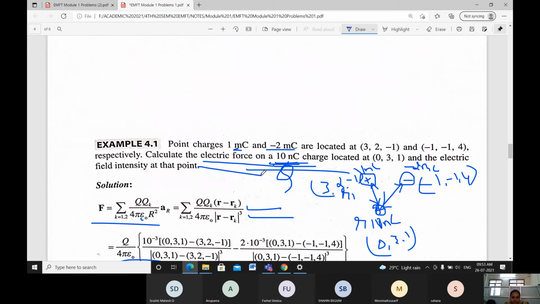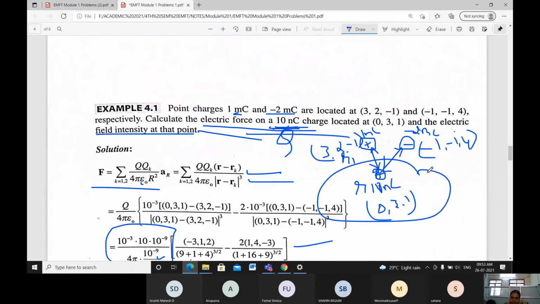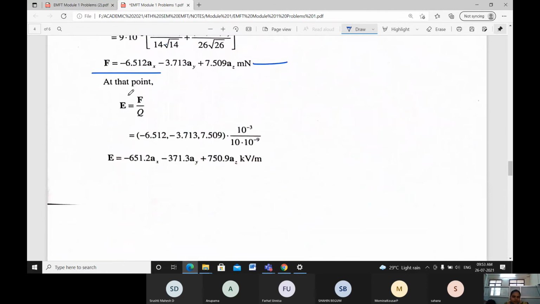We got the electric force. Then we want the electric field intensity at that point only. Therefore E is going to be F divided by Q. What is the Q? At 10 nanocoulombs we have to calculate. Therefore just divide the whole by 10 into 10 raised to minus 9.